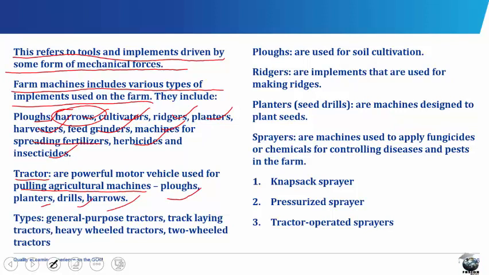We have different types of tractors. We have the general purpose tractors, the track laying tractors, the heavy wheel tractors, and the two-wheeled tractors. The general purpose tractors generally have a power rating between 30 to 60 horsepower, that's HP. They can push or pull 2 to 4 furrow plows, and they are the most common type of tractors.